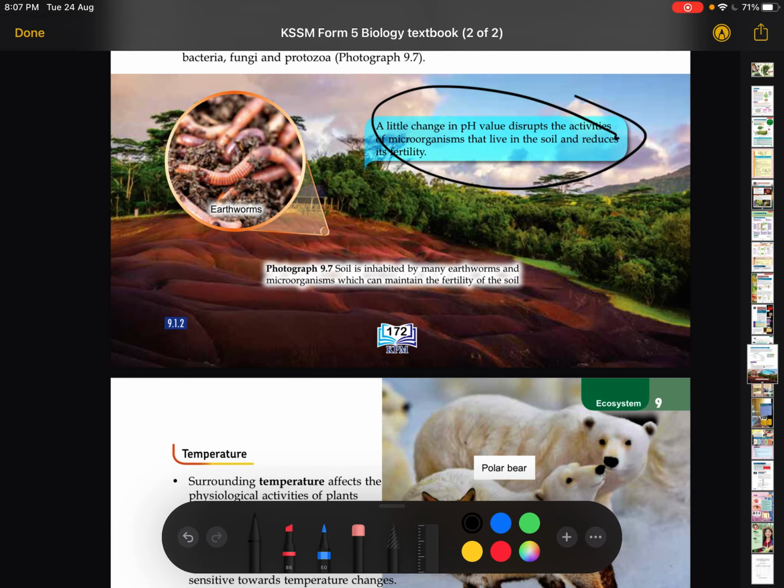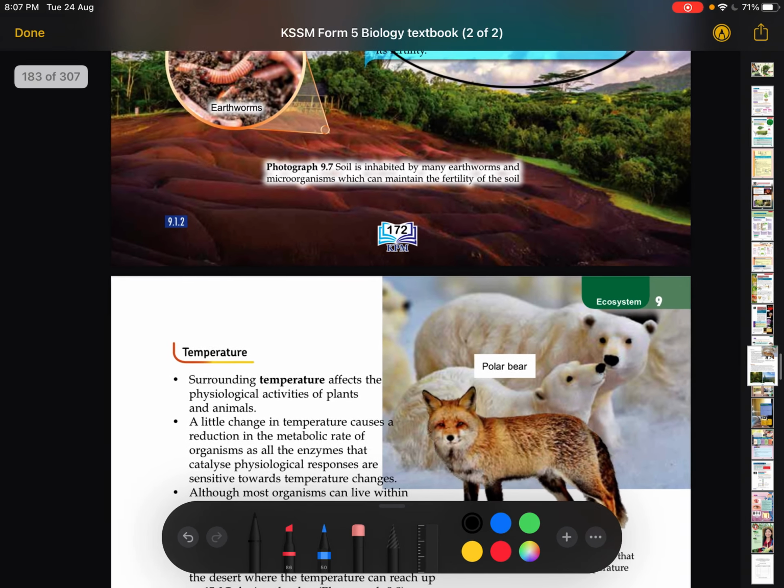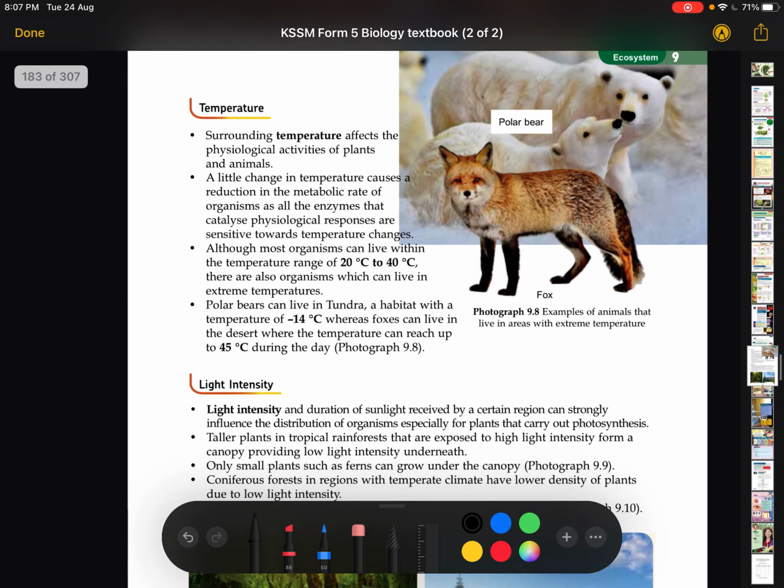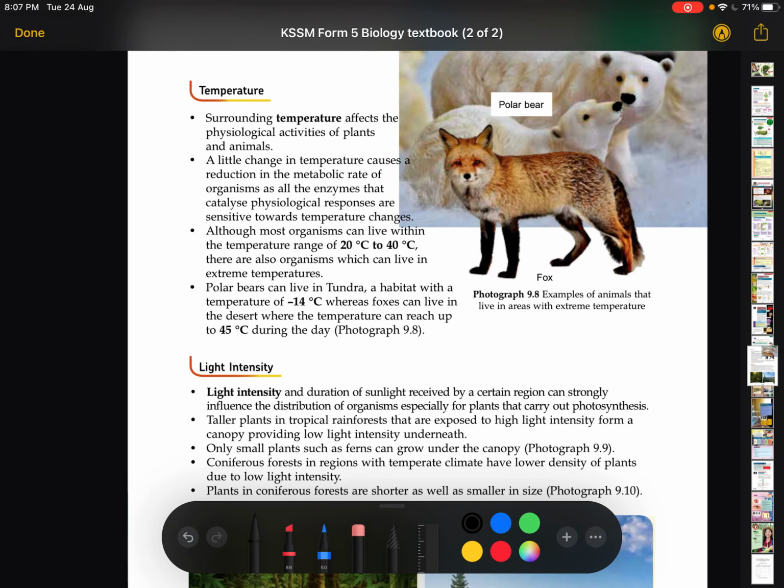Think of it as if you're in acidic water, you will feel uncomfortable in that water, right? That's how you should think when applying this to other organisms as well. They don't feel as comfortable in other pH of soil. Next is temperature. Temperature, obviously, like winter or summer, or in Malaysia, the equator, it's always going to be constantly hot. So surrounding temperature affects the physiological activities of plants and animals.